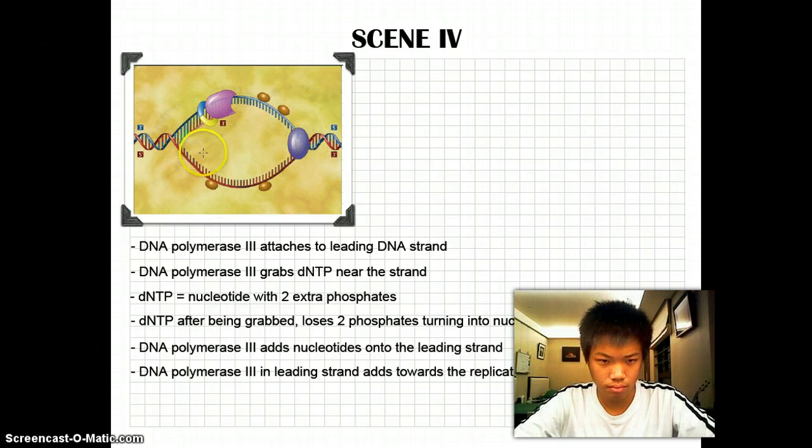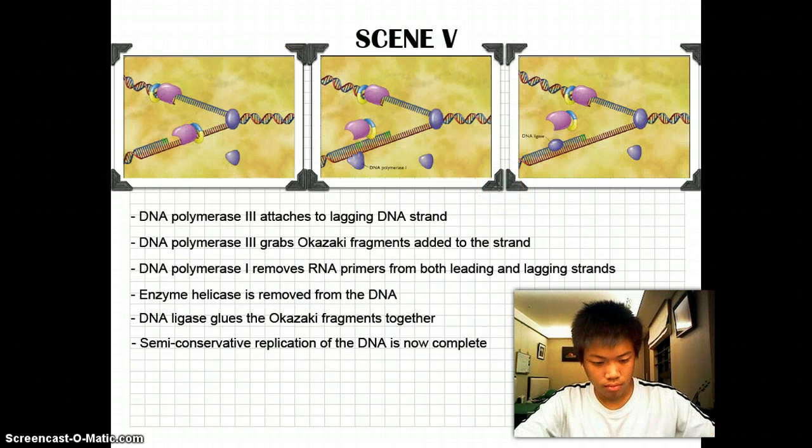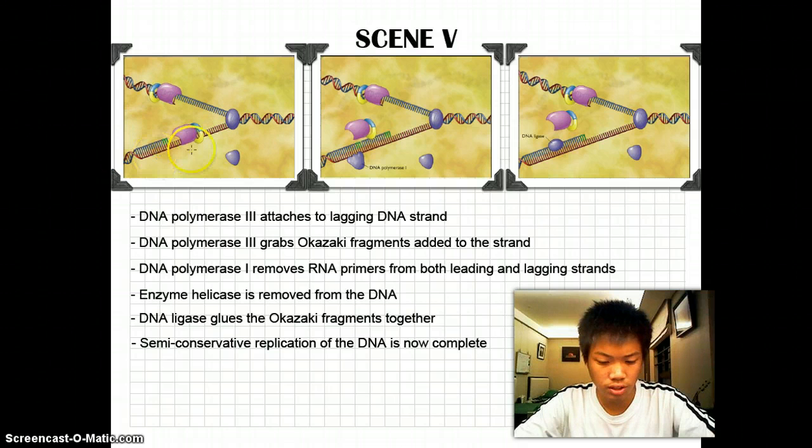However, on the lagging strand, nothing as of now has occurred. On the leading strand, the DNA polymerase III keeps on adding complementary nucleotides onto the strand. However, on the lagging strand, its process of replication has just begun. Another DNA polymerase III attaches itself onto the lagging strand and starts pulling in these complementary fragments called Okazaki fragments. This process, however, goes away from the replication fork. Due to this, more DNA polymerase III and RNA primers are needed.